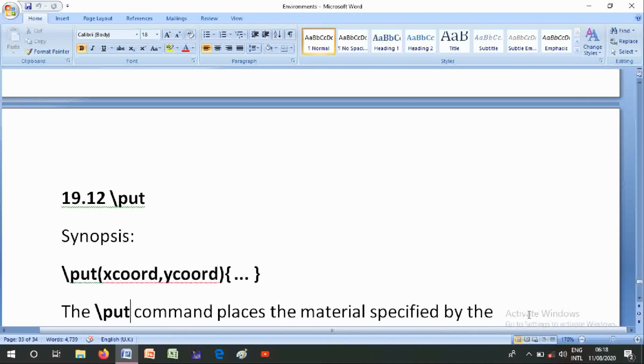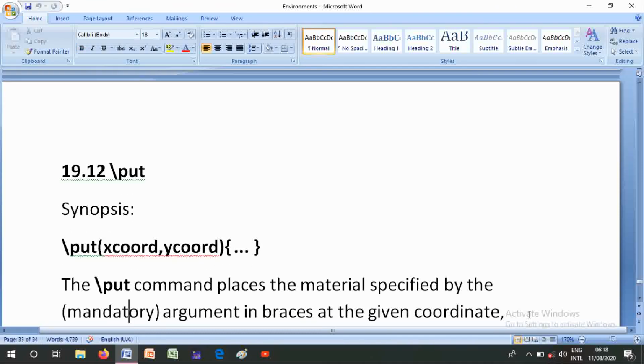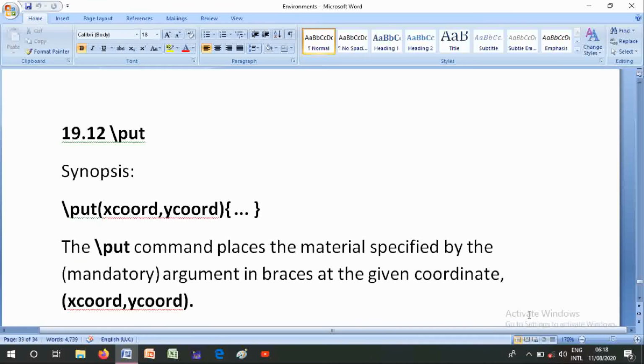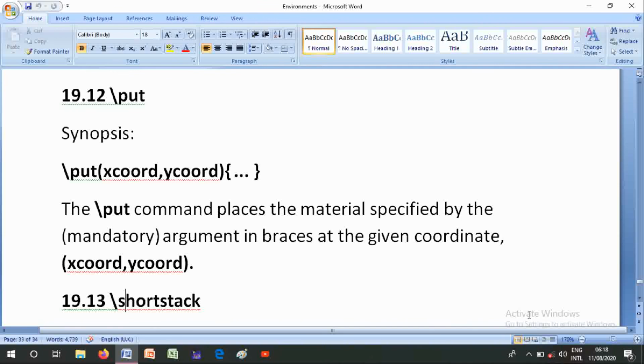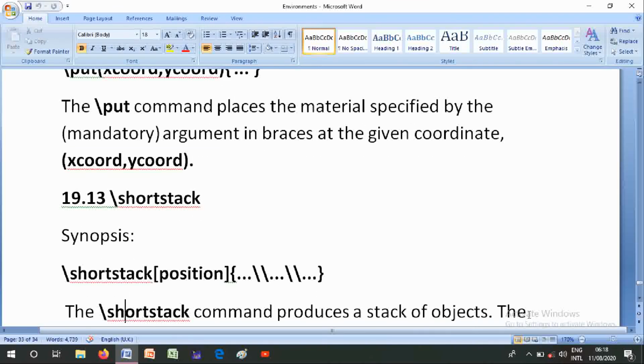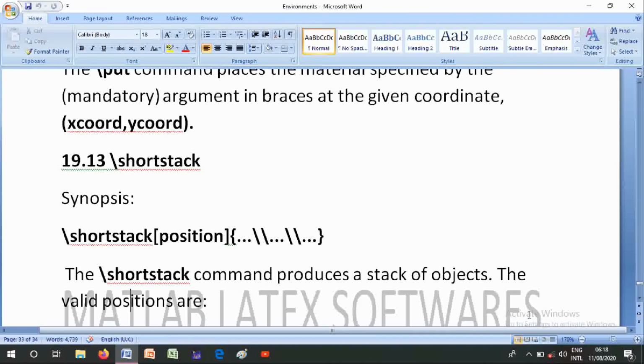19.12 is put. Its synopsis is \put(xcoord,ycoord){ ... }. The put command places the material specified by the mandatory argument in braces at the given coordinate, xcoord and ycoord.